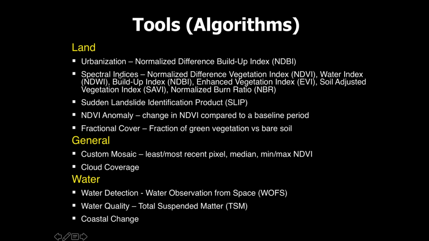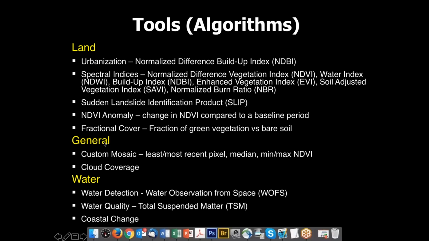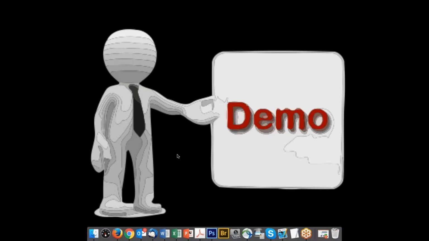That's built in. I'll show you how we can run that. And there's a whole lot of other spectral indices like Vegetation Index and enhanced vegetation and burn ratios. All those can be run. Fractional cover is another really good one, which is actually pretty good for the mining activity. And then I'll show you some examples where we do general mosaicing, cloud coverage, and water detection. So I'm going to jump over and demo, and then we'll come back to this.